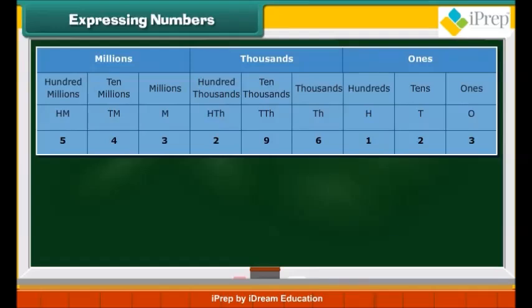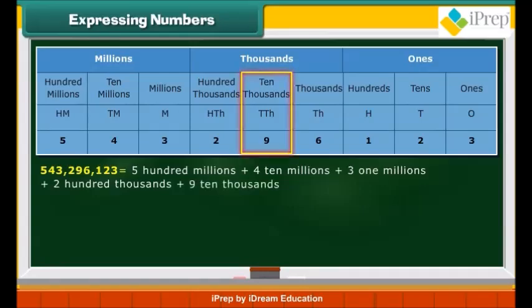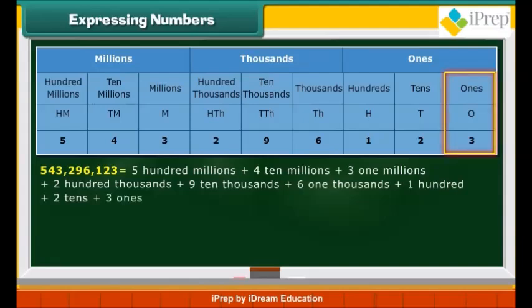First, we arrange the number in the International Place Value Chart. 543,296,123 may be expressed in expanded form as 500 millions plus 40 millions plus 3 millions plus 200 thousands plus 90 thousands plus 6 thousands plus 100 plus 2 tens plus 3 ones.